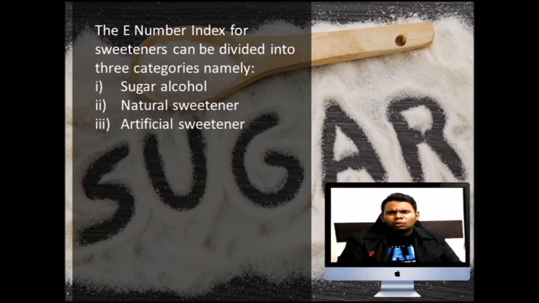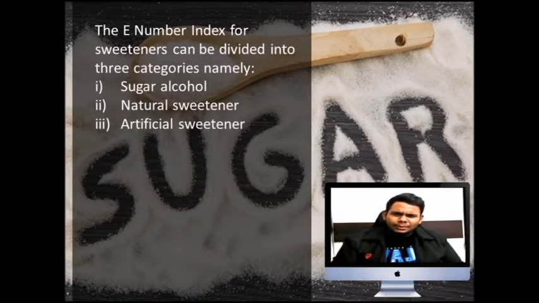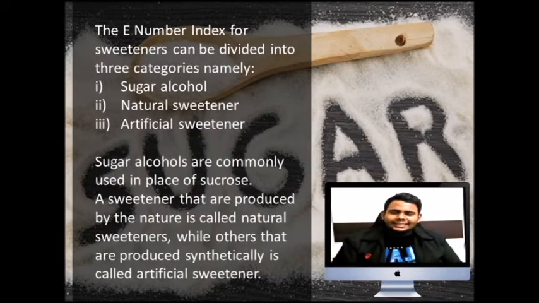The E-number index for sweeteners can be divided into three categories, namely, first, sugar alcohol, second, natural sweetener, and third, artificial sweetener. Sugar alcohols are commonly used in place of sucrose or table sugar. A sweetener that is produced by nature is called a natural sweetener. Meanwhile, a sweetener that is produced synthetically is called an artificial sweetener.